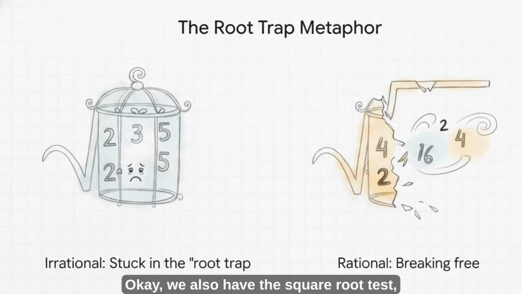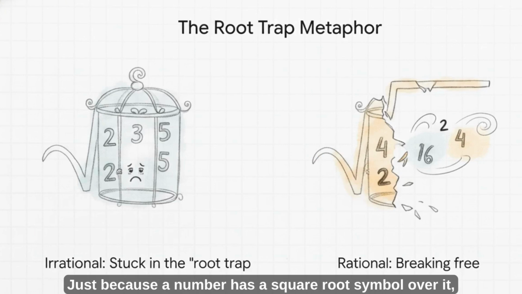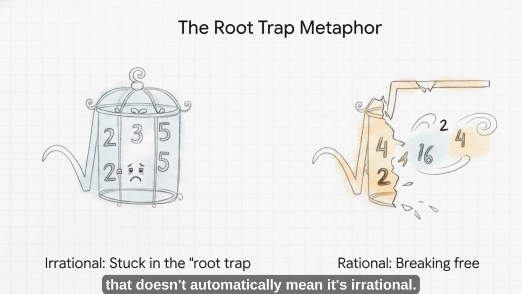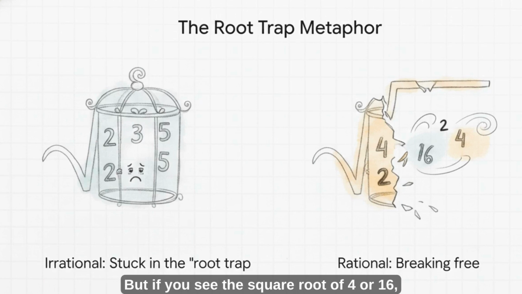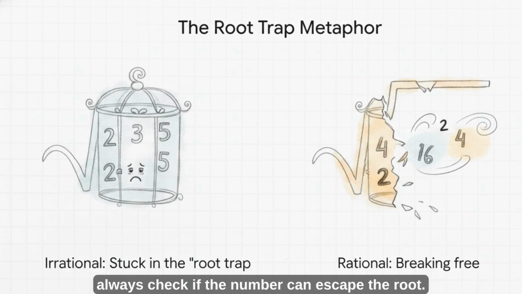Okay, we also have the square root test, but I really have to warn you about the root trap. Just because a number has a square root symbol over it, that doesn't automatically mean it's irrational. If the number inside is a non-perfect square, like 2, 3, or 5, then yeah, it's stuck trapped in the root, and it is absolutely irrational. But if you see the square root of 4 or 16, wait a minute, those are perfect squares. They escape the root to become 2 and 4, making them perfectly well-behaved rational numbers. So rule of thumb, always check if the number can escape the root.